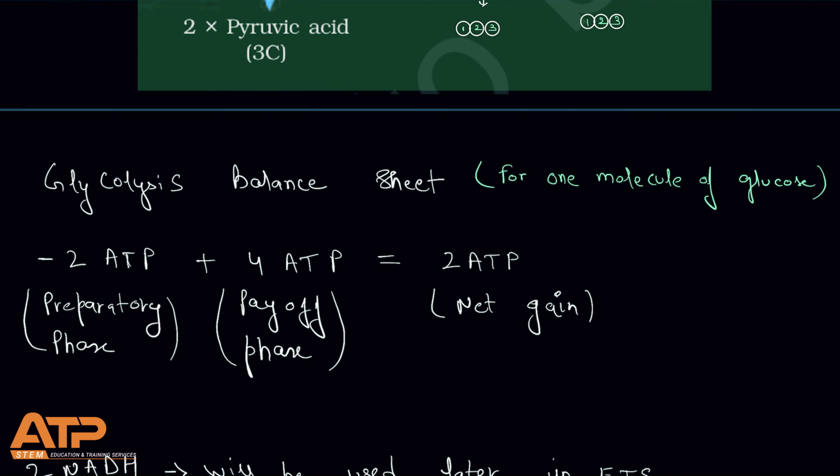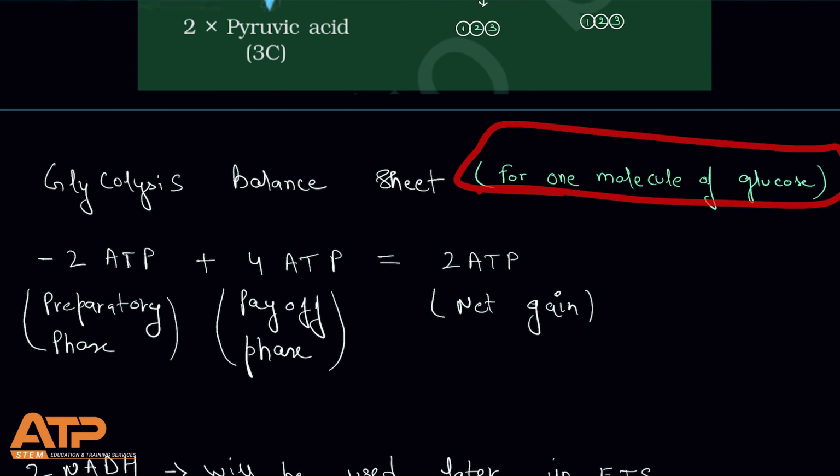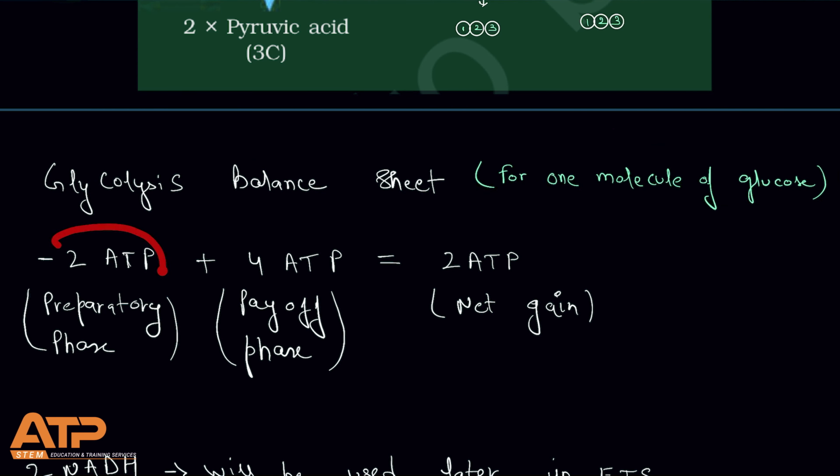So if we make the glycolysis balance sheet, then for 1 molecule of glucose, we will utilize 2 ATP, right? But 4 ATP will be given during the payoff phase, right? And therefore there will be a net gain of 2 ATP.